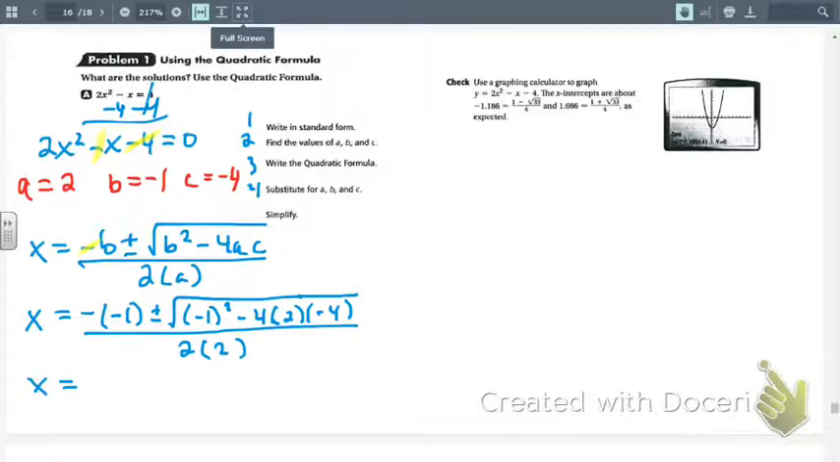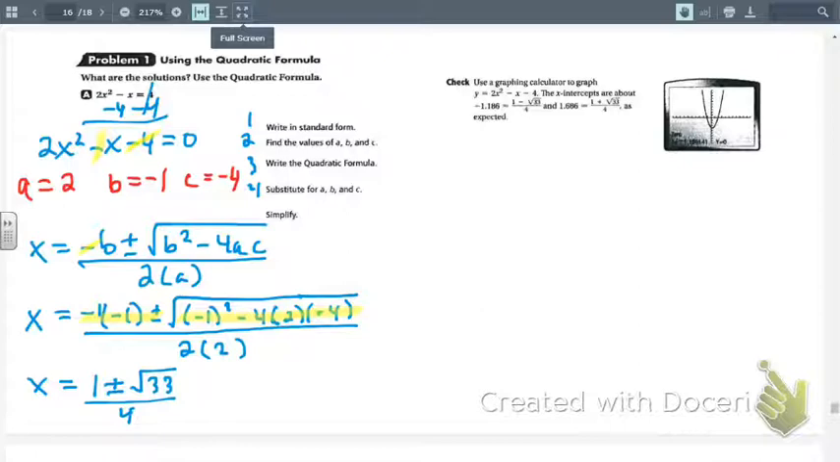Alright, so this will be a negative, negative 1 if you will. So negative 1 times a negative 1 gives us a positive 1. So we have 1 plus or minus, and then this you'd want to plug into the calculator. So you'd have negative 1 squared, and if we plug that whole thing into the calculator, you're going to get 33. So we're going to have plus or minus the square root of 33 all over 4.